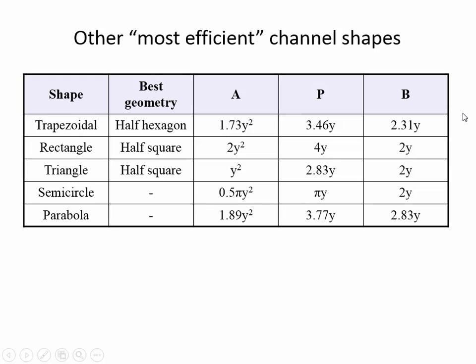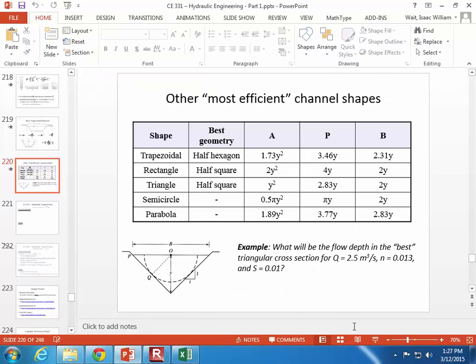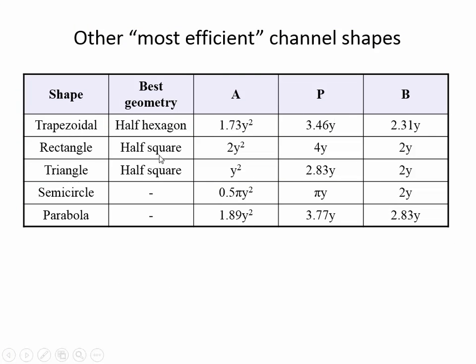Here is a table that shows for different types of shapes what's the most efficient channel. So if we go back to the rectangle, the example we did with Excel, we found that the width, B, should be double the depth. That's what this showed when we ran the solver, that the width should be 2 times y, the depth. And according to this table, it's showing the same thing, that for a rectangle, the most efficient channel is a half square, where B is 2 times y.